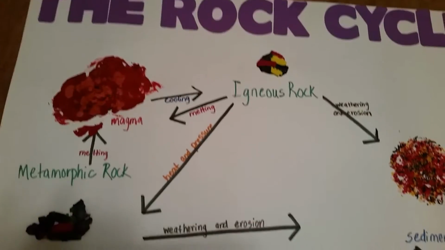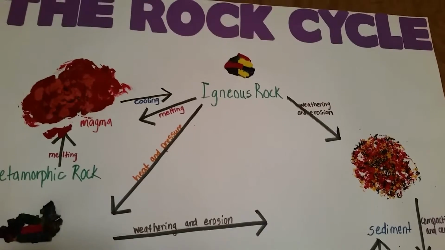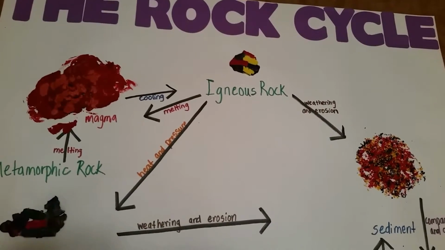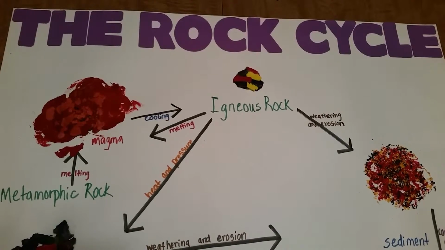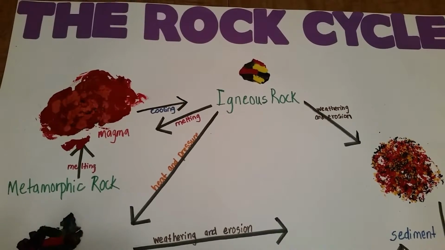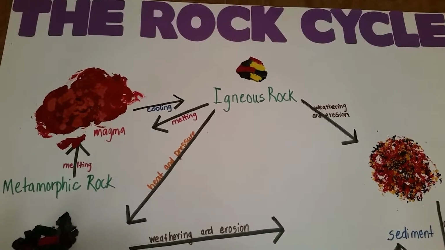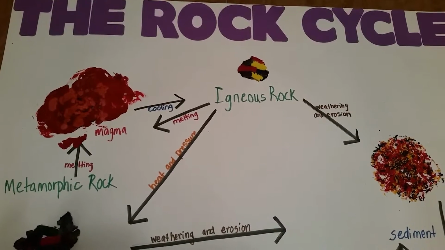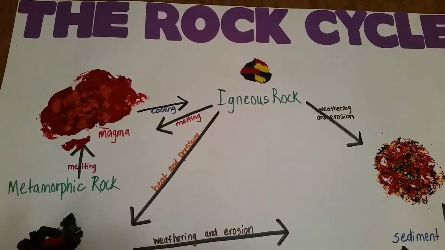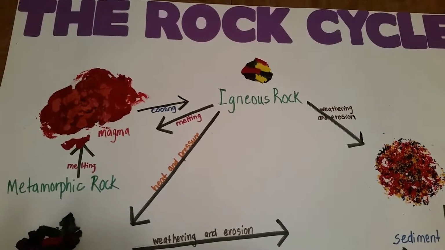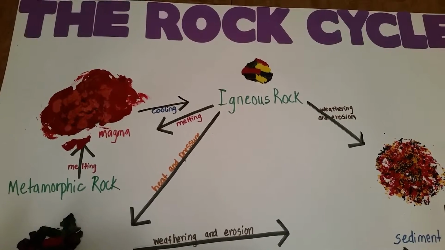There are two types of igneous rocks, intrusive and extrusive. Intrusive or plutonic igneous rocks form when magma cools slowly below the Earth's surface. Most intrusive rocks have large, well-formed crystals. Examples of intrusive igneous rocks include granite, gabbro, diorite, and dunite.